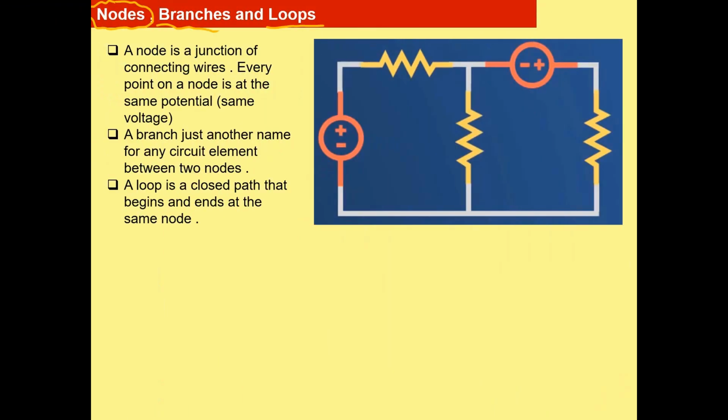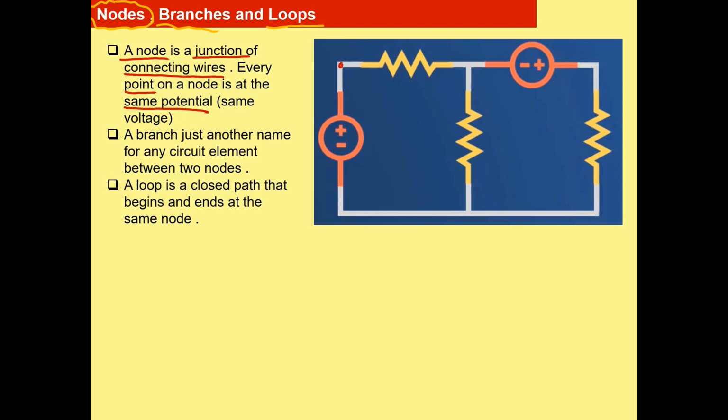For example, if I talk about a node, a node is simply a junction of connecting wires. So we need to understand that a node is a junction of connecting wires. The second thing we need to understand about a node is that every point on the node is at the same potential, meaning the same voltage.